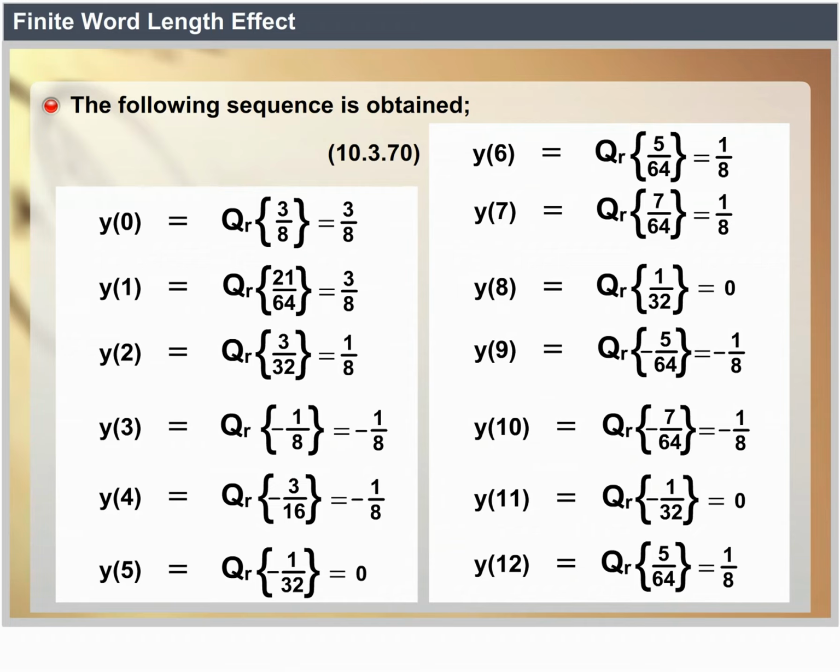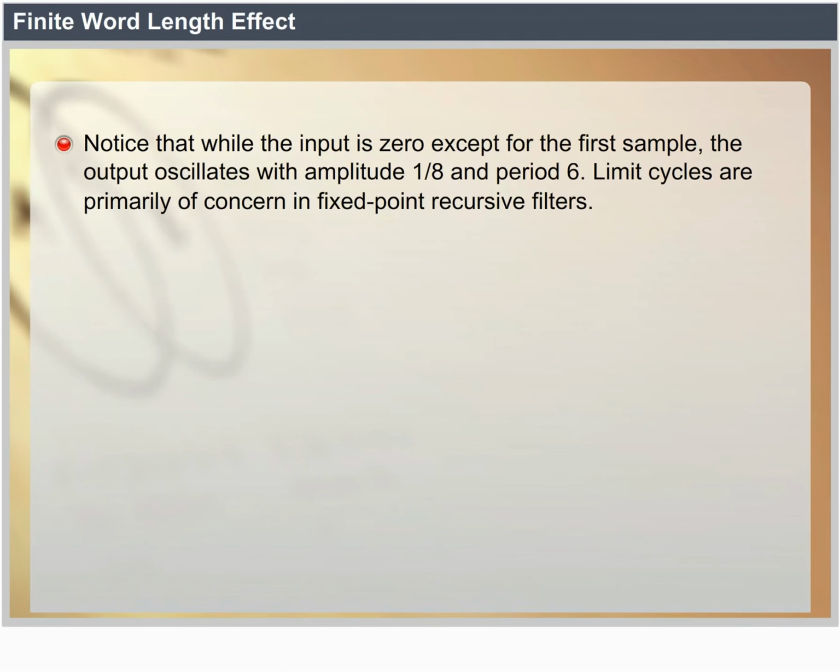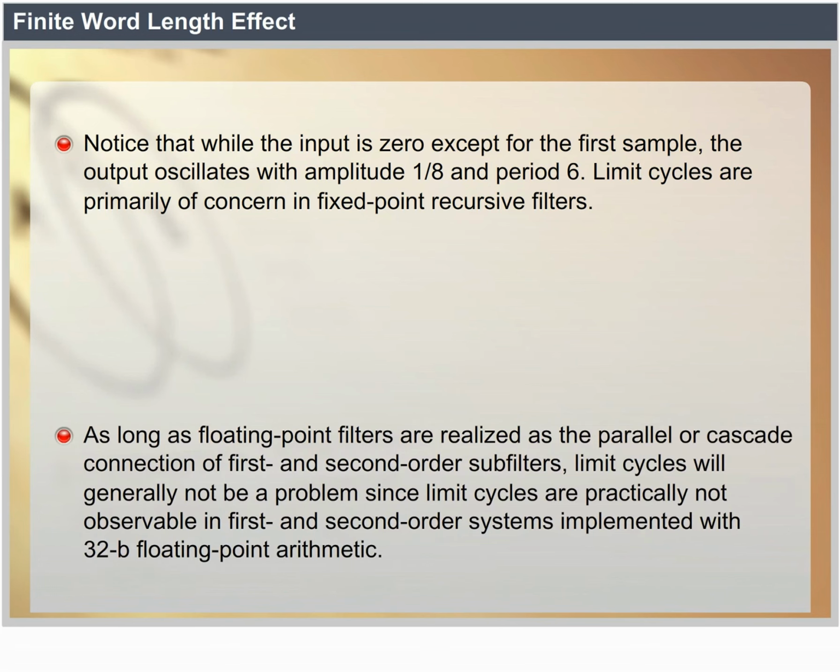Notice that while the input is 0 except for the first sample, the output oscillates with amplitude 1 by 8 and period 6. Limit cycles are primarily of concern in fixed point recursive filters. As long as floating point filters are realized as the parallel or cascade connection of first and second order subfilters, limit cycles will generally not be a problem, since limit cycles are practically not observable in first and second order systems implemented with 32B floating point arithmetic.